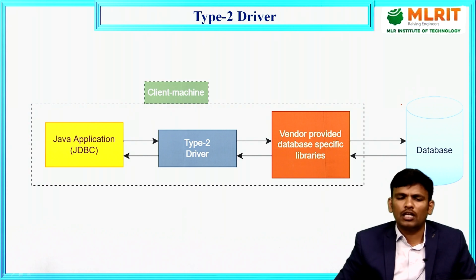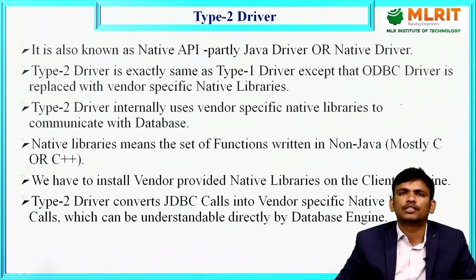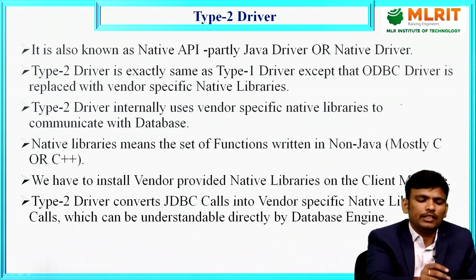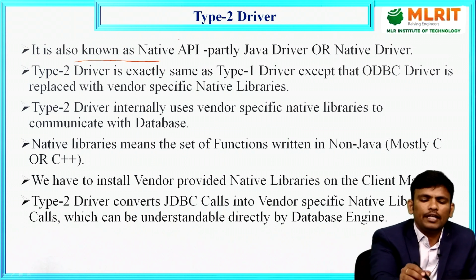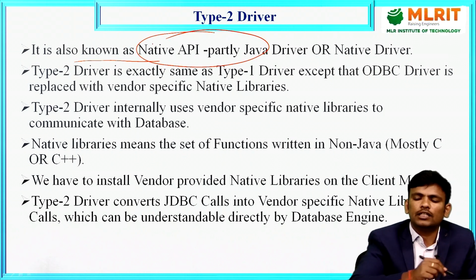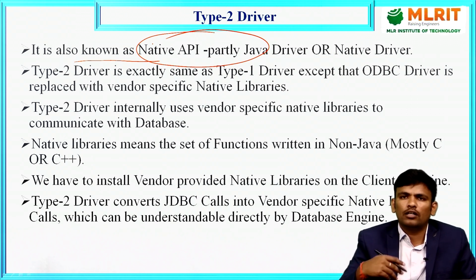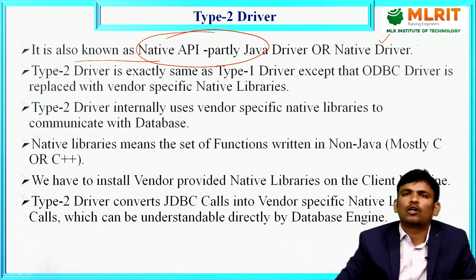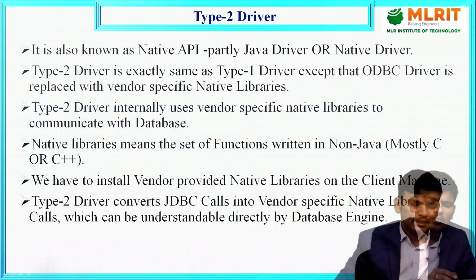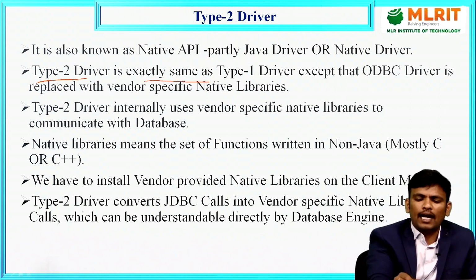The type 1 driver and type 2 driver are exactly the same. The only difference is ODBC is replaced with native libraries. If you observe the same points, we can see here it is also known as the native API, the partly Java driver. Native API means why? Here we are using database specific drivers. The database specific drivers are written in the native language. So that's why it is called native API, or sometimes we may call it the native driver.